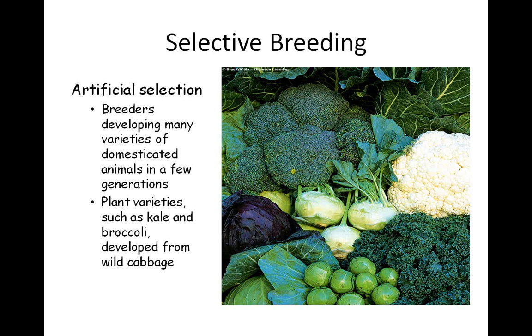Completely surrounding Darwin was the whole idea of selective breeding. Darwin came from basically a large plantation, we'd call it a large farm, where selective breeding was being done around him.